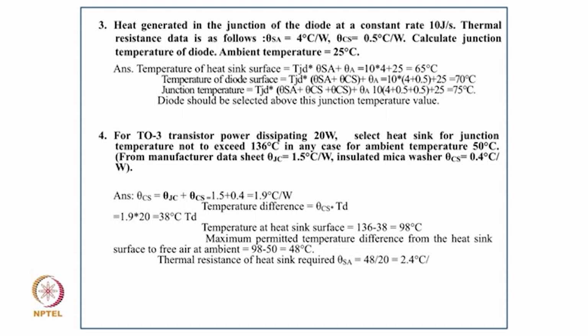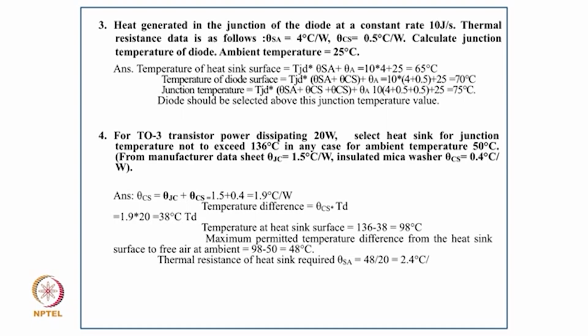For a TO transistor power dissipating 20 watts, select the heat sink so that the junction temperature does not exceed 130 degrees Celsius in any case, at an ambient temperature of 50 degrees Celsius. From the manufacturer data sheet, theta JC is 1.5 degrees Celsius per watt, and with an insulated mica washer theta CS equal to 0.4 degrees Celsius per watt. So theta JS equal to 1.5 plus 0.4, 1.9 degrees Celsius per watt. Temperature difference is 1.9 into 20, that is 38 degrees Celsius. Temperature at the sink surface is 130 minus 38, that is 92 degrees Celsius.